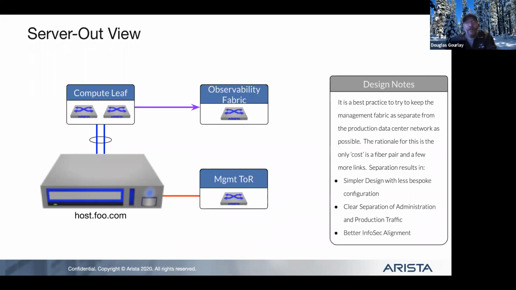A clear separation of administration and production traffic is a goal as we start here. We kept thinking about how to show this. Starting from the server out made a lot of sense, because there are critical infrastructure servers that are going to be part of this management network. It may not be every server, but it might be those that are critical to business operations and continuity.